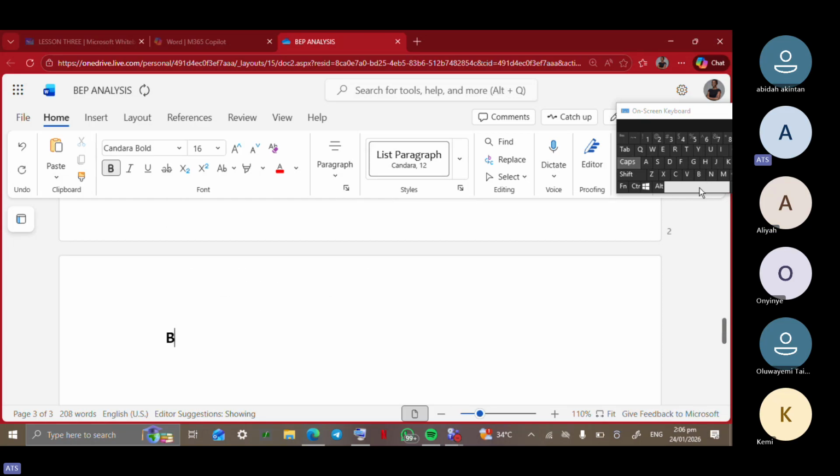Now let's do BEP sales. Sales now, what's the formula? Fixed costs divided by contribution to sales ratio. Okay, so that's divided by contribution to sales ratio.